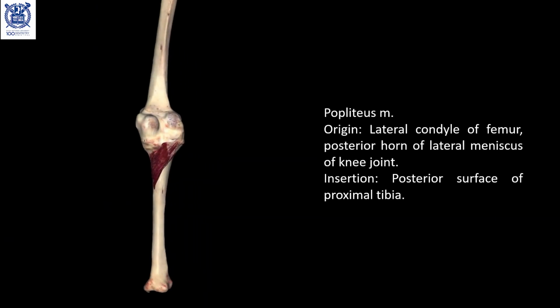The final one is popliteus muscle. It has no attachment to the foot bone. Origin: lateral condyle of femur, posterior horn of lateral meniscus of knee joint. Insertion: posterior surface of proximal tibia. These four muscles, that is, flexor hallucis longus, flexor digitorum longus, tibialis posterior, and popliteus muscles are deep posterior leg muscles.